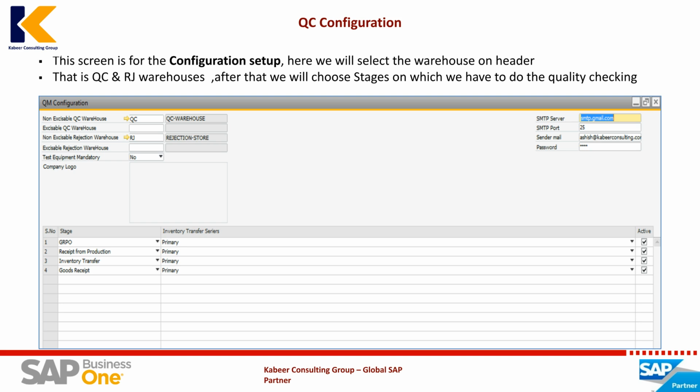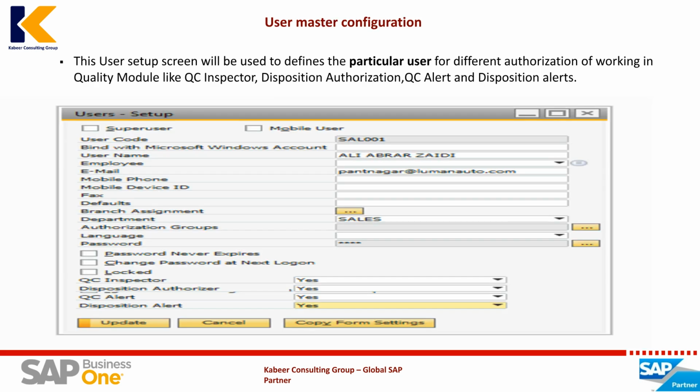In the QC configuration screen, we set up the system, starting with selecting the QC and rejection warehouses. Then, we choose the stages where quality checking must occur, such as GRPO and goods receipt. The User Master Configuration screen is used to define user authorizations within the quality module. This includes assigning roles like QC Inspector and setting up disposition authorization, QC alerts, and disposition alerts for specific users.